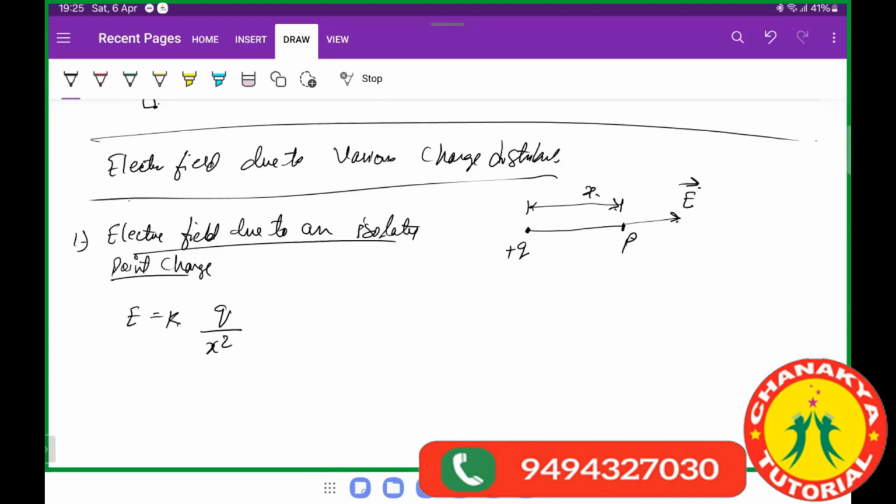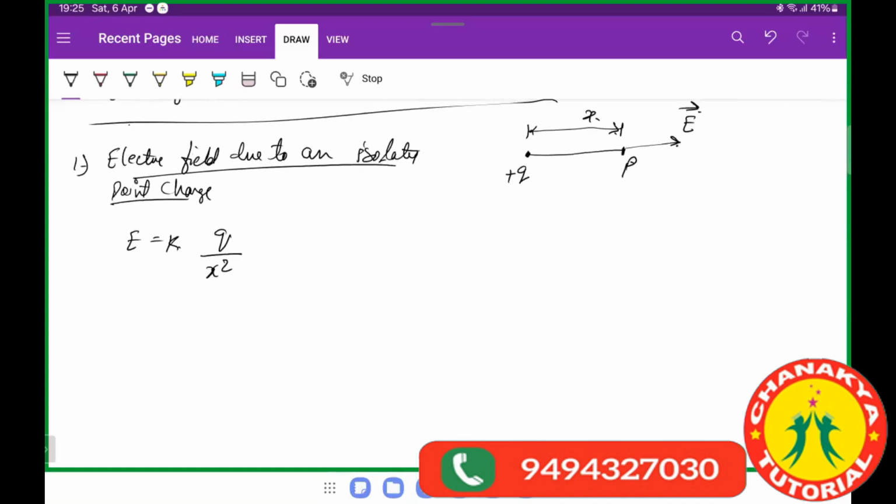Now, instead of a point, if I take a circular ring or circular disc, some circular form, let's see both one by one. This formula is required for solving, but it is the common formula you are already using. We have just separated the distance: instead of R, here we have x.